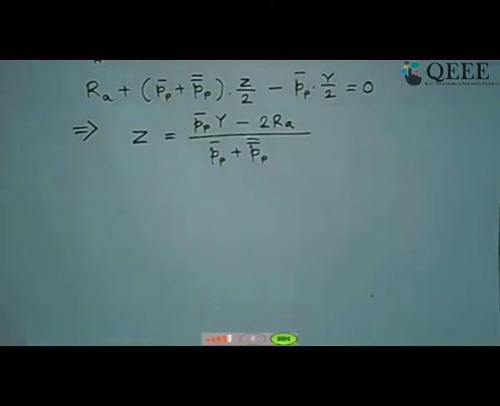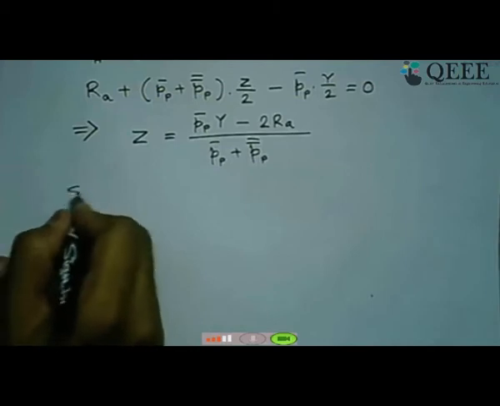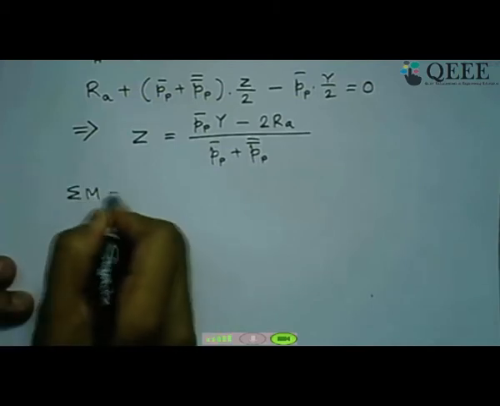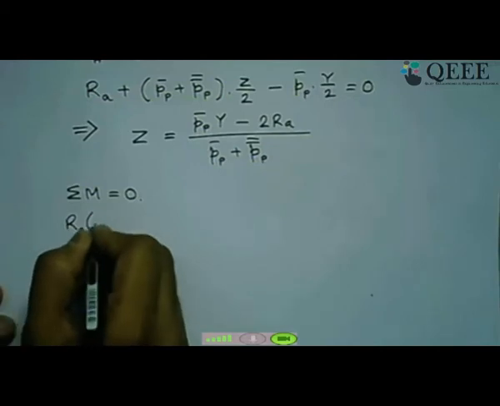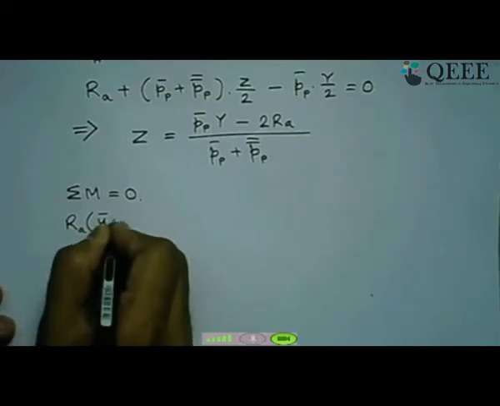Now next, another equilibrium condition which we have to satisfy. So sum of moment equals to 0. Now if we take moment about the bottom of the sheet pile wall, that means about point E, what we will get? So RA force times this Y bar plus capital Y.